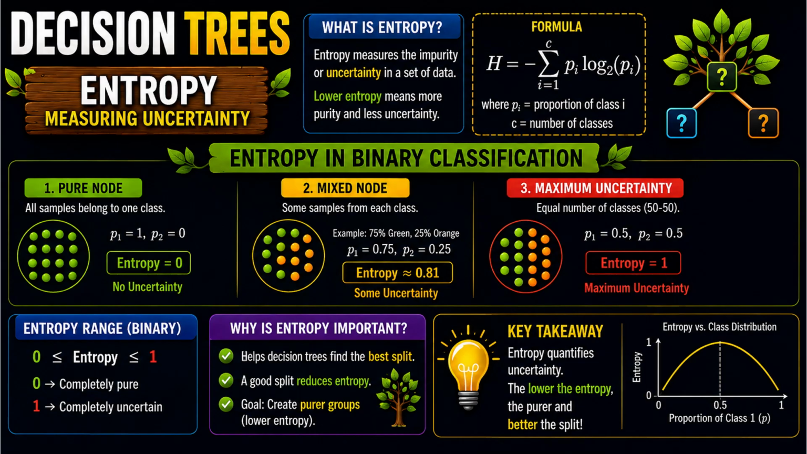And maximum uncertainty is when you split and you get an equal number of classes. So that is the maximum uncertainty. So entropy range, as you've seen, is between 0 and 1. And if it is 0, it is completely pure. If it is 1, it is completely uncertain. So it helps to decide the best split. A good split will reduce the entropy and create purer groups. So entropy versus class distribution is given by this graph.